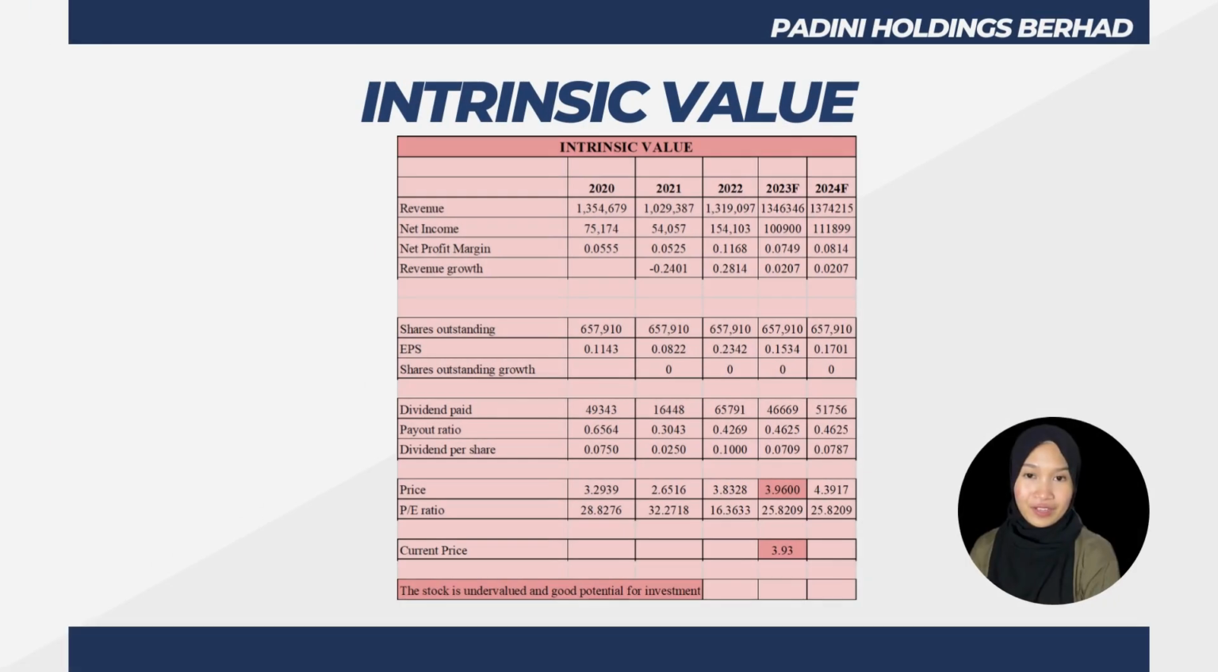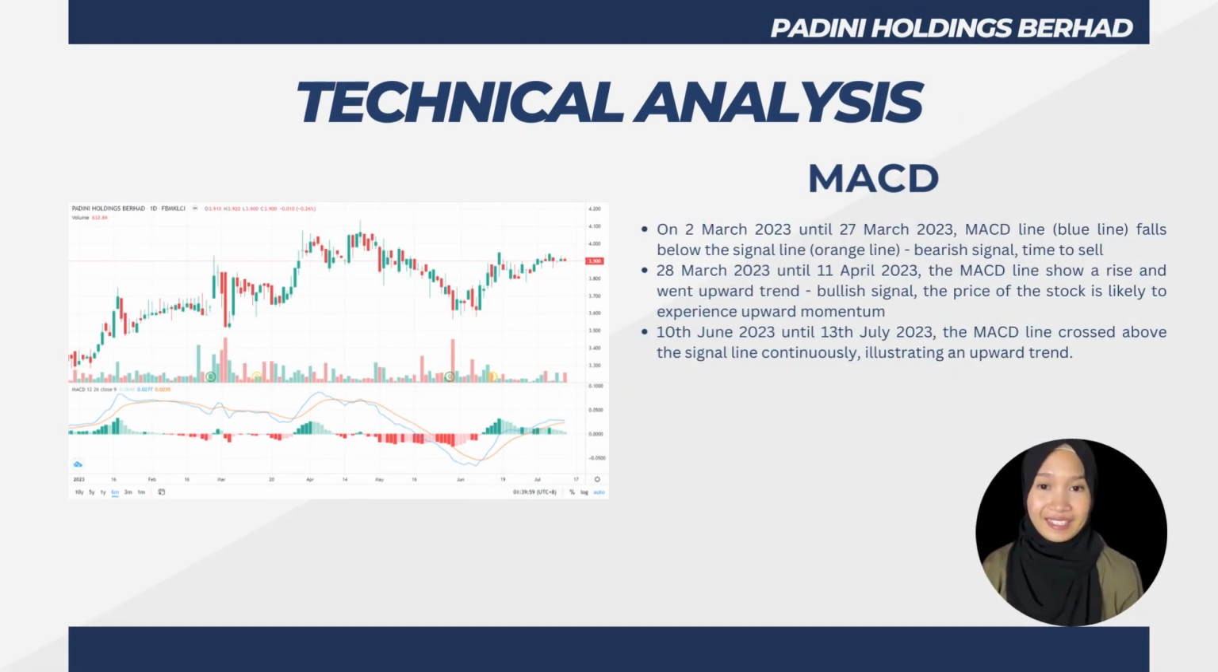Next is intrinsic value. As you can see from the intrinsic value, it indicates that the current price is lower compared to the intrinsic price. It shows that the Padini stock is undervalued and has good potential for investment. The last part is technical analysis. There are 4 technical analysis tools, which are MACD, Relative Strength Index, Moving Average, and Support and Resistance.